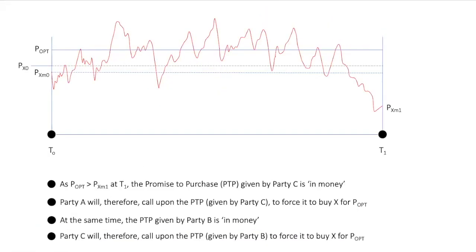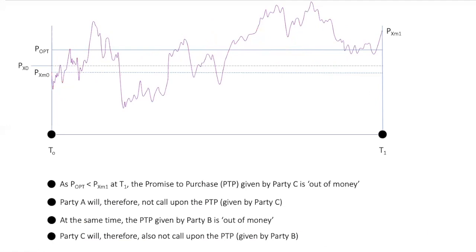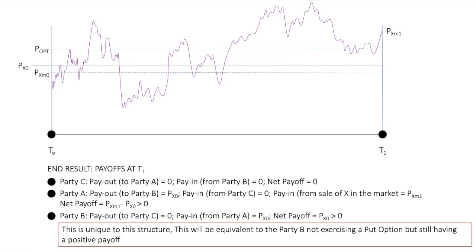In the first case, when the price was actually PX opt, the two promises would be called upon. When the price is PXM1, no promise would be called upon. Hence, in this case, the payoffs would be equivalent to party B not exercising a put option but still having a positive payoff, which makes this Islamic covered put option different from a conventional covered put option, where if the put option is not exercised, party B would not be making money. In this case, party B still makes some profit, which is the murabaha component of the murabaha price. That would be the payoff of party B.